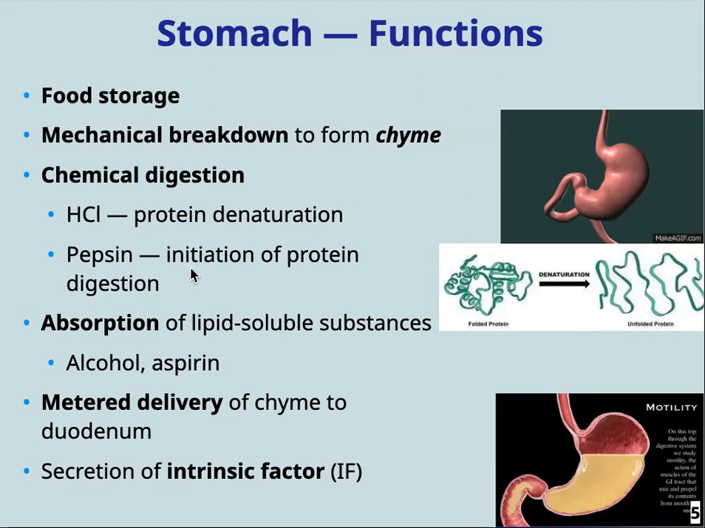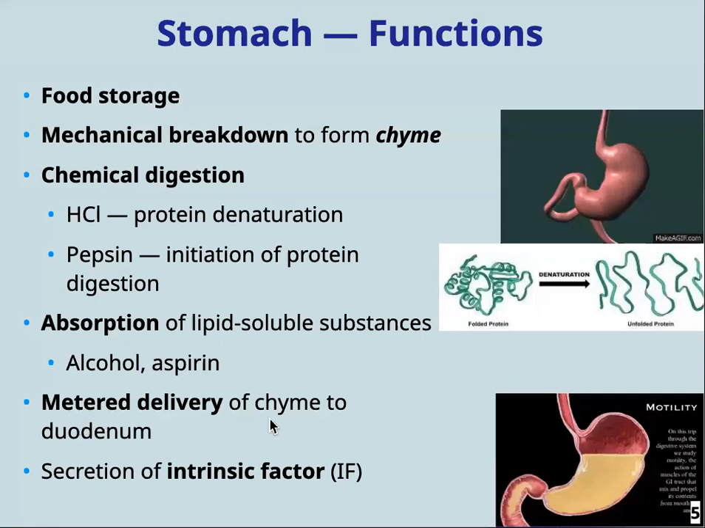And once this protein is unfolded, the pepsin is then able to access the polypeptide chain and more easily cut it up into pieces. Okay. Even though the majority of nutrient absorption happens in the small intestine, your stomach is also capable of absorbing a very limited number of substances, usually the lipid-soluble substances, such as alcohol and aspirin, even though more aspirin is actually absorbed in the small intestine.